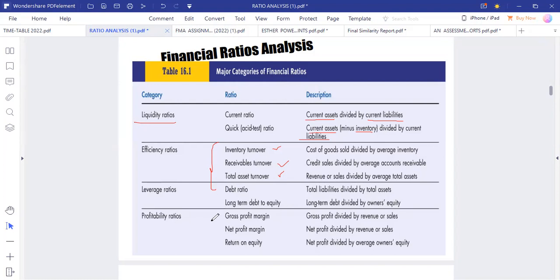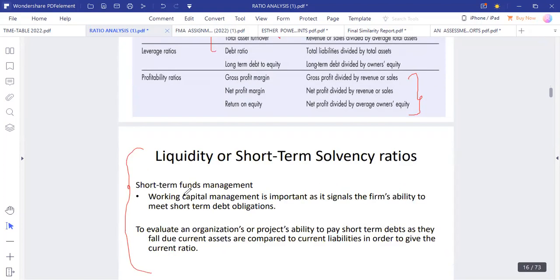Then finally, we have the profitability ratios, which include the gross profit margin, net profit margin, and the return on equity. Gross profit margin is simply gross profit over sales. Net profit margin is net profit over sales. Return on equity is simply net profit over the average owner's equity. So these are the ratios that we shall look at, and also the investor ratios that we'll talk about later on.